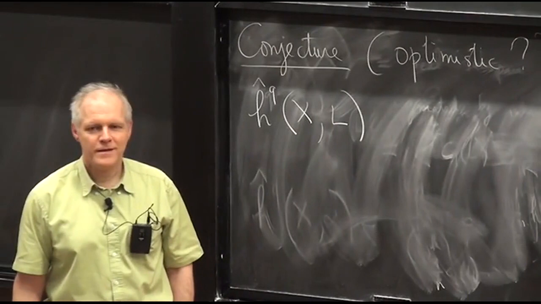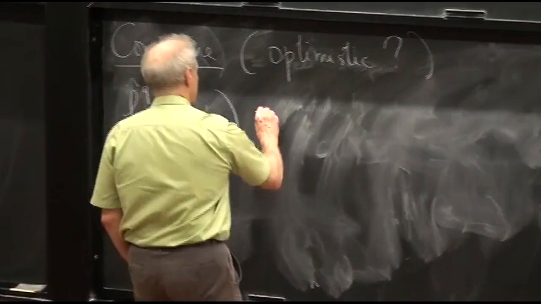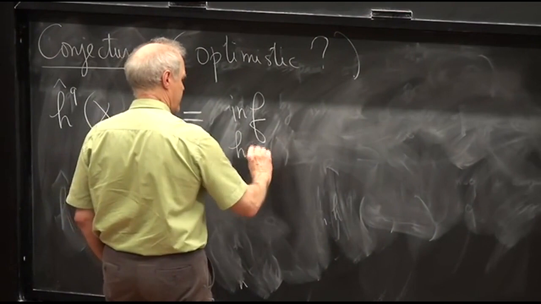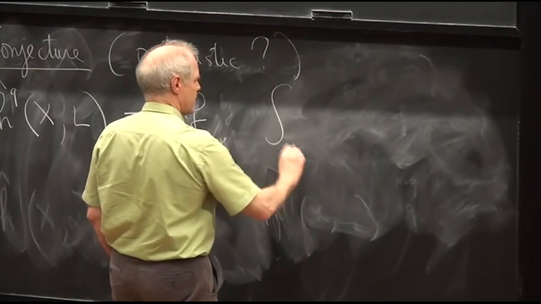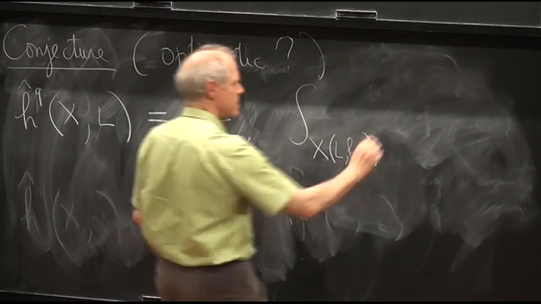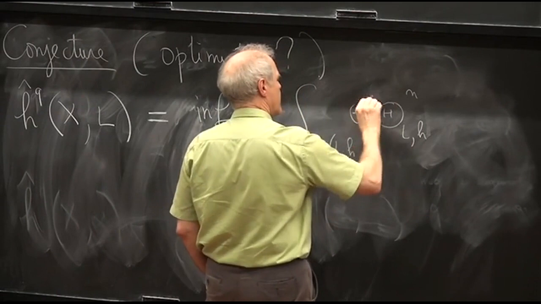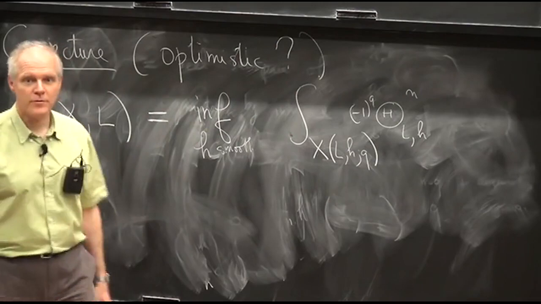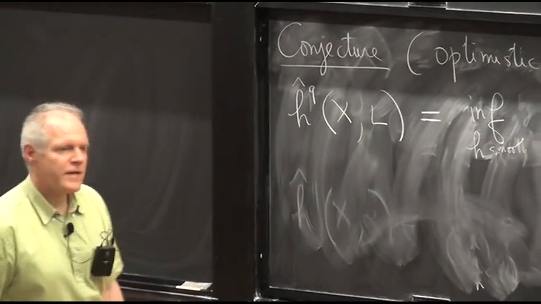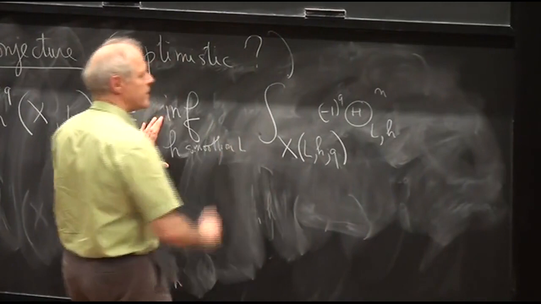So you take all possible smooth metrics, and then you compute the Morse integral with respect to the curvature of that metric, and take the infimum of all. You know that this is less by the Morse inequalities, and you expect that this is optimal, namely that if you take the infimum of all smooth metrics on L, then you will get equality.